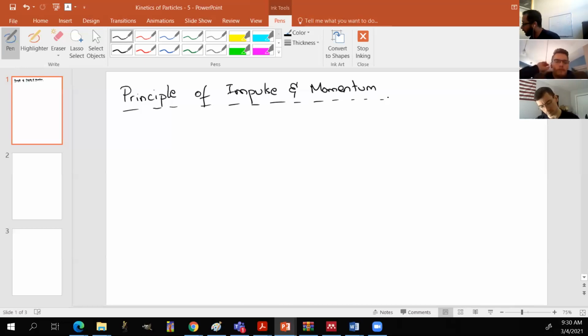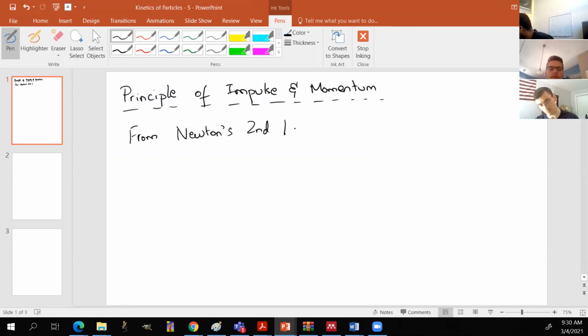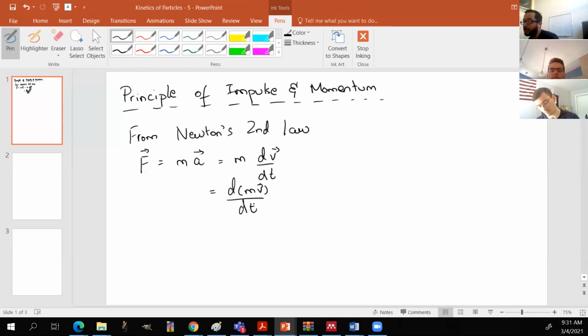All right, so if we recall from Newton's second law, that said that the sum of all forces on the body was equal to the mass times the resulting acceleration of the body, right? And this we had seen can be written as m times dv over dt, and this m can go inside because the mass of the body remains constant. It's not changing. So you get d times mv over dt.